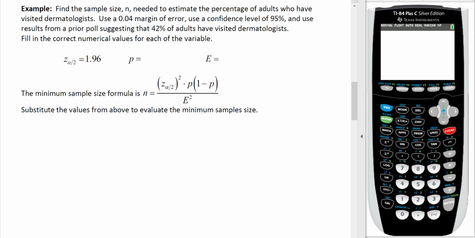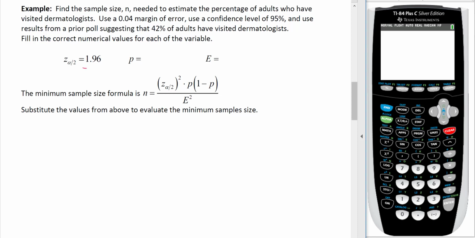Find the sample size n needed to estimate the percentage of adults who have visited dermatologists. Use a 0.04 margin of error, use a confidence level of 95%, and use the results from a prior poll suggesting that 42% of adults have visited dermatologists. Fill in the correct numerical values for each of the variables.